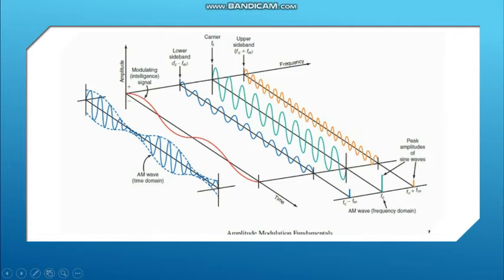This is the breakdown of the AM signals. So this is your AM signal here, the blue one. The red one here is the modulating intelligence signal, or what you call the modulating signal. This is the lower sideband. And then the carrier, which is supposed to carry the modulating signal. And then the upper sideband, this one. So if you combine all these four, it will result in an AM wave in the time domain.